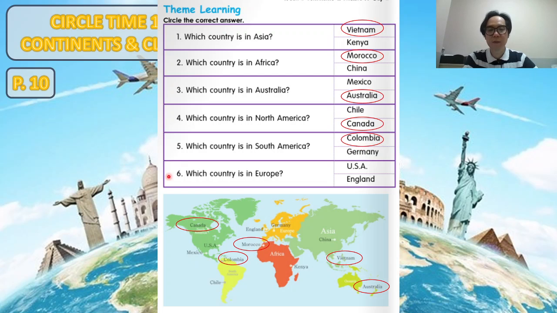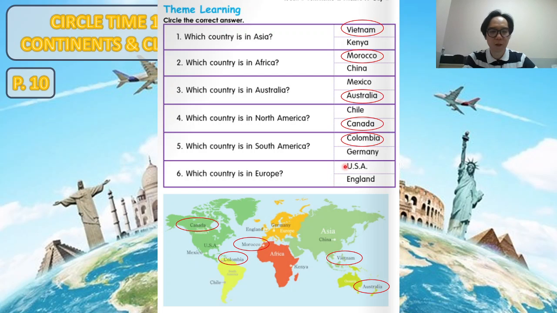Now, number 6 says, which country is in Europe? It says the USA and England. Oh, I remember seeing England somewhere before. Does England belong to?